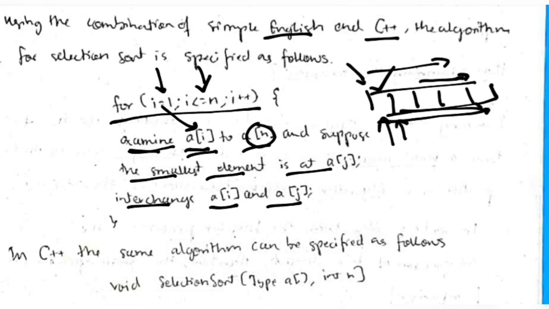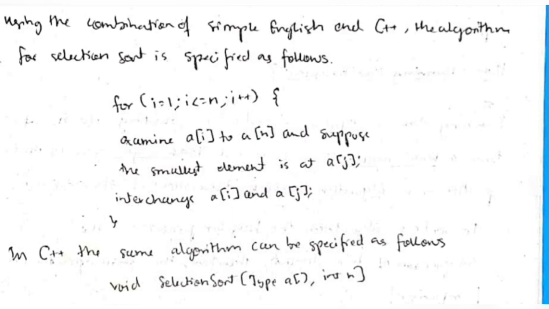So in the first place, you will write the smallest element and interchange the position. In the second iteration, you will write the second smallest element and interchange its position with the previous location. In this way, we are representing the algorithm.